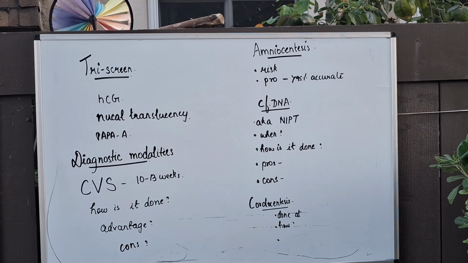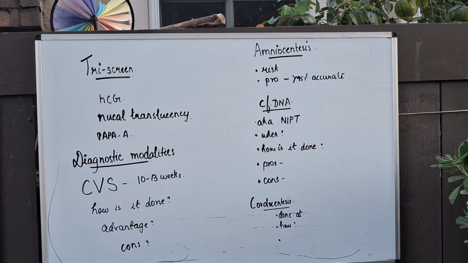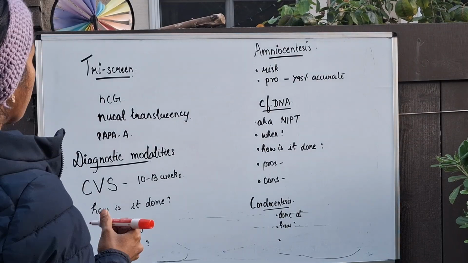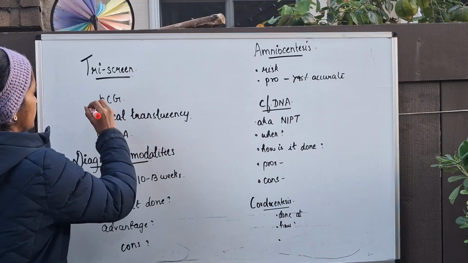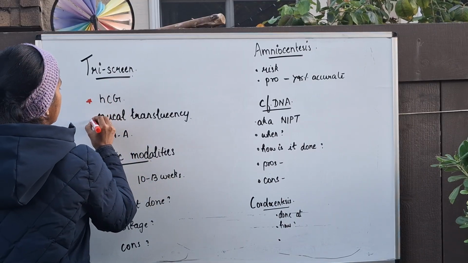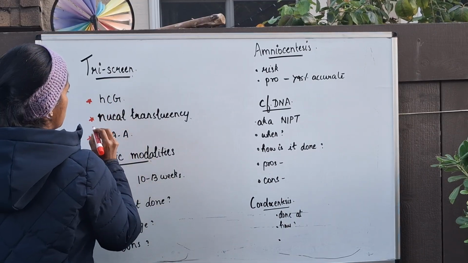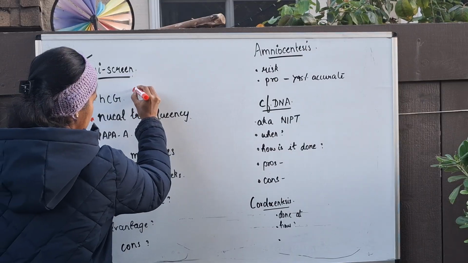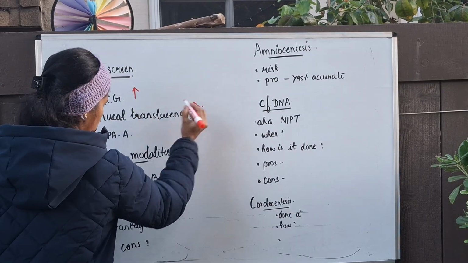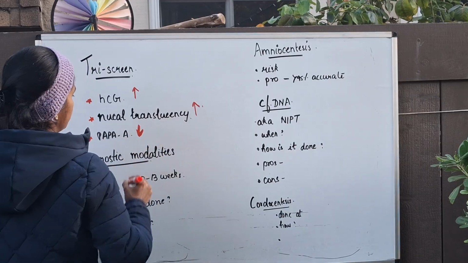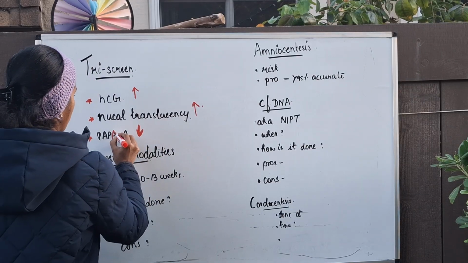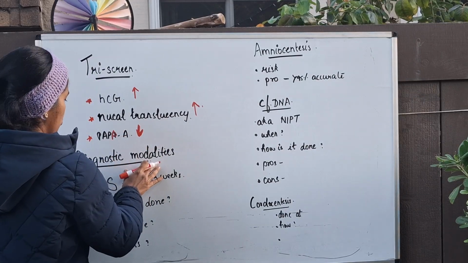Well, now let's see about certain diagnostic modalities. So we do a tri-screen as well as quad screen for Down syndrome. In tri-screen we measure the HCG, the nuchal translucency as well as the PAPP-A. The HCG is increased, the nuchal translucency is also increased. What one needs to remember is that the PAPP-A is decreased. PAPP-A. What are the other diagnostic modalities?